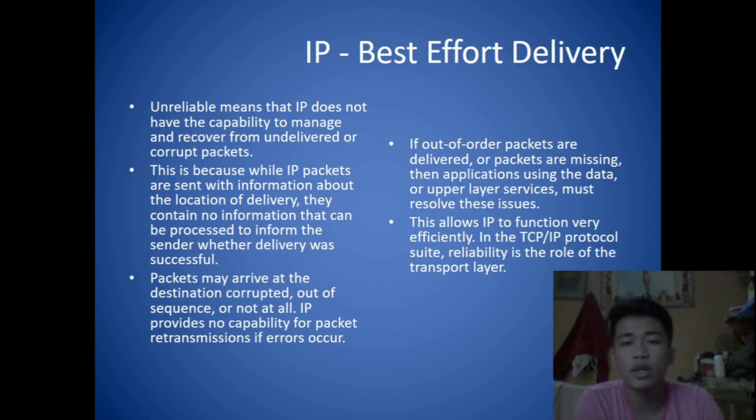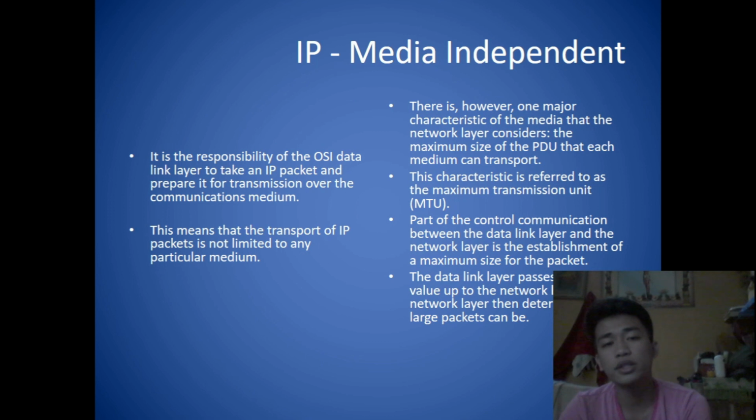Best effort delivery means IP is unreliable: IP does not have the capability to manage and recover from undelivered or corrupt packets. This is because while IP packets are sent with information about the location of delivery, they contain no information that can be processed to inform the sender whether the delivery was successful. Next, IP is media independent. It is the responsibility of the OSI data link layer to take an IP packet and prepare it for transmission over the communication medium. This means that the transport of IP packets is not limited to any particular medium.